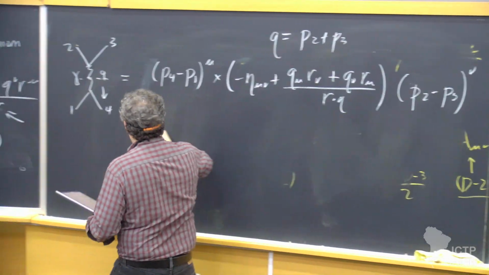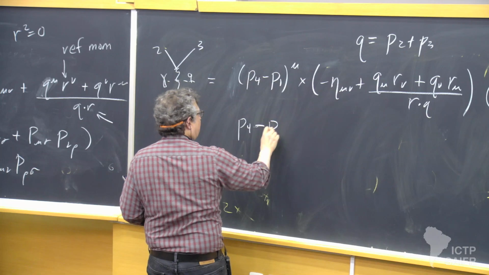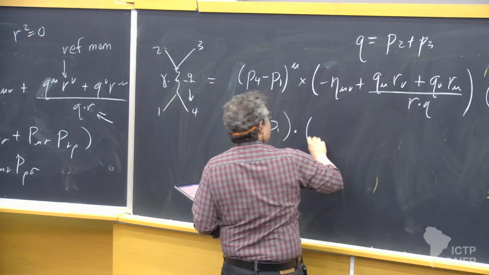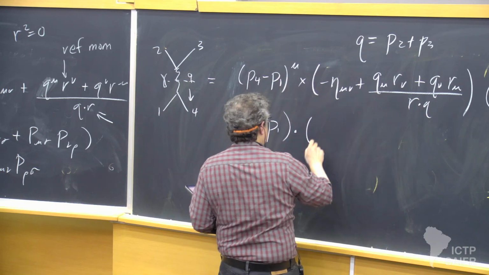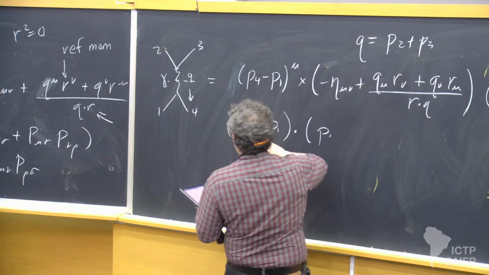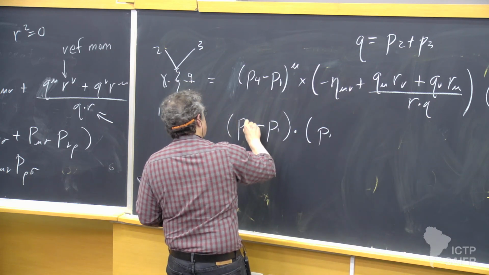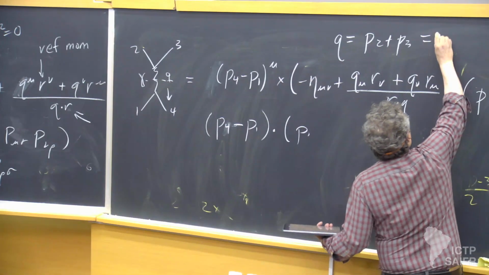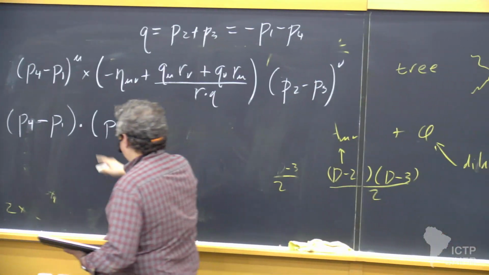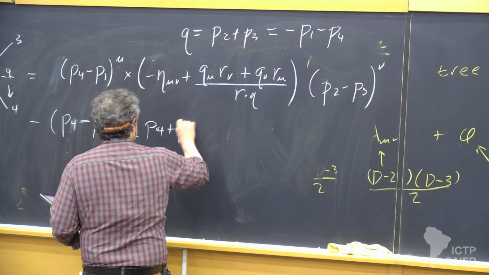So what is P4 minus P1 dotted into Q? So let's say this into that Q. So let me pick the other one. Okay. It's okay. Minus P1 minus P4. Okay, that solves the problem. This one is fine to use. Okay, it'll be a minus sign, P4 plus P1.